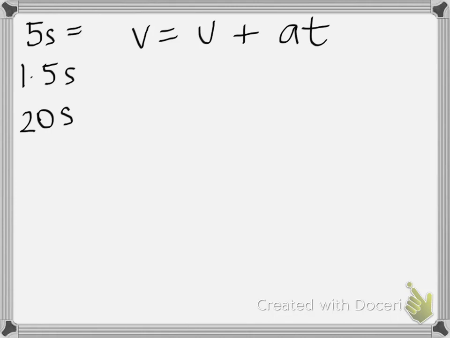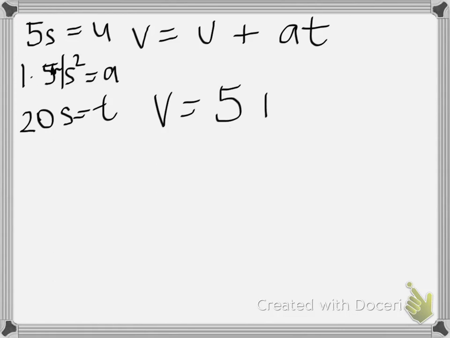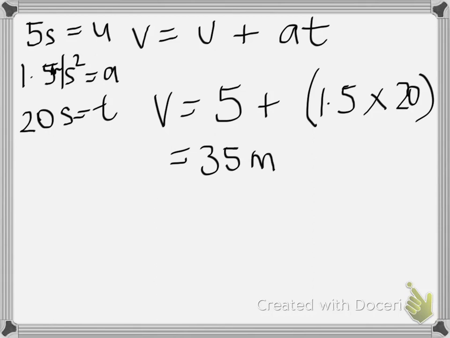So this is my u, sorry. This is my a. And this is my t. So v equals 5 plus 1.5 times 20. And that gives you an answer of 35 meters per second. Because remember, v is velocity, so it's in meters per second.